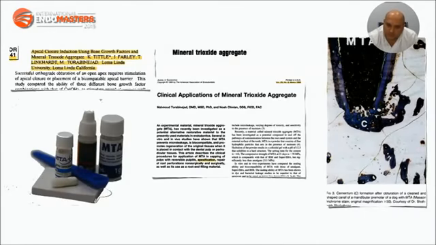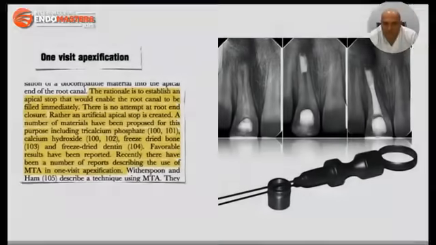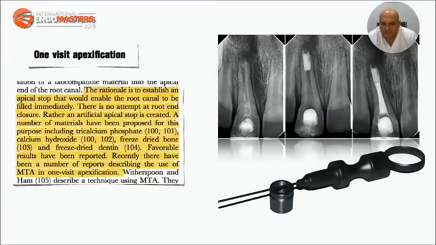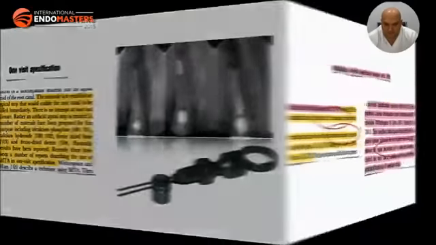With the introduction of MTA, apical barrier techniques rapidly became the standard of care. One-visit apexification procedures were developed and became very popular. The rationale of the one-step apexification procedure was to establish an artificial biocompatible apical stop against which immediate root canal filling and restoration could be achieved.